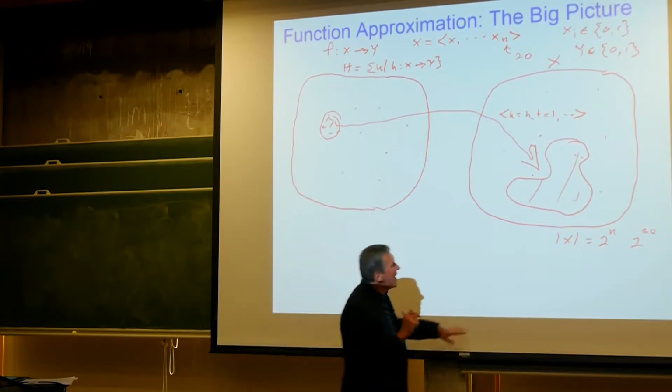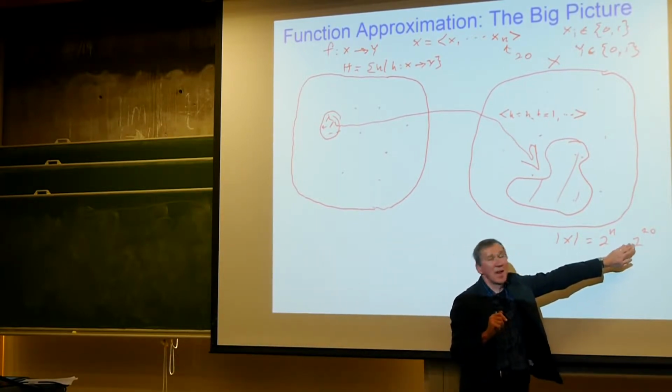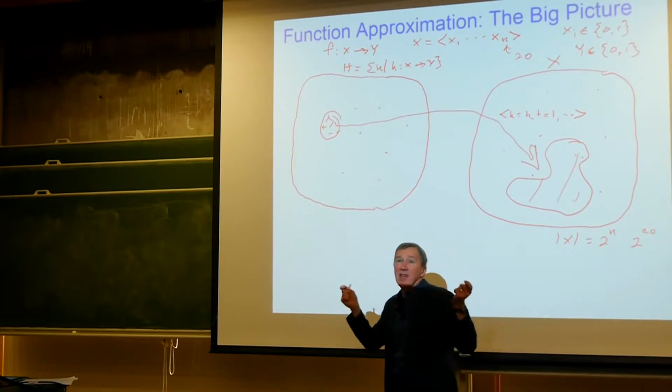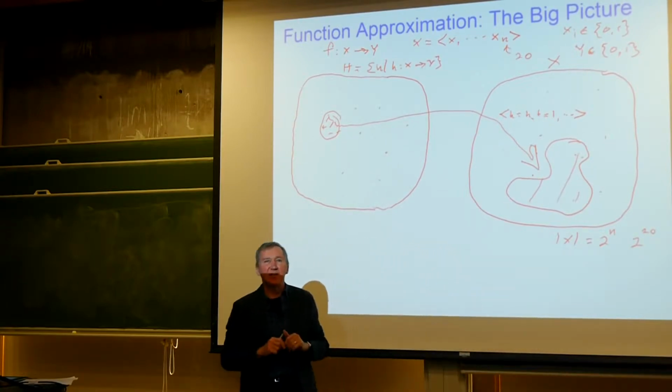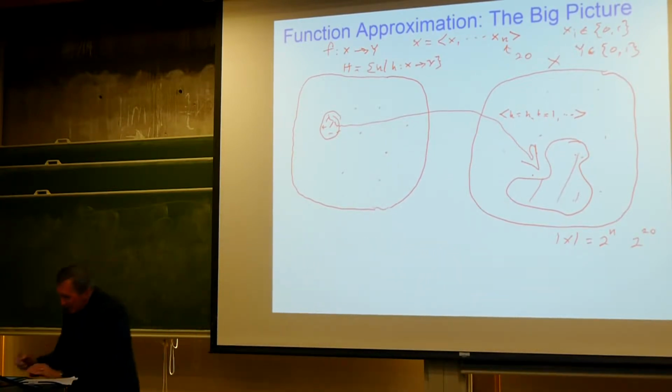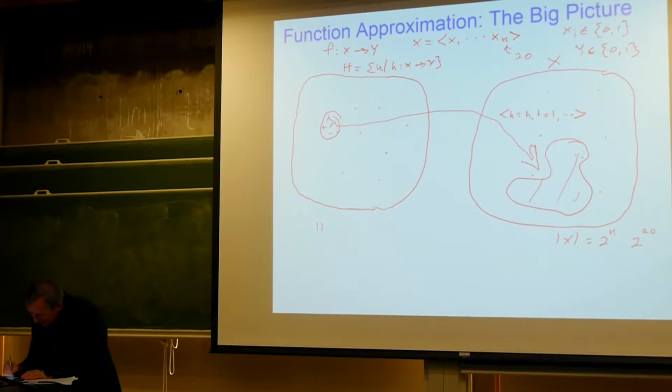So how many ways can I label this many examples with positive and negative labels? How many teachable functions are there? That would be a good question. Number of teachable functions.